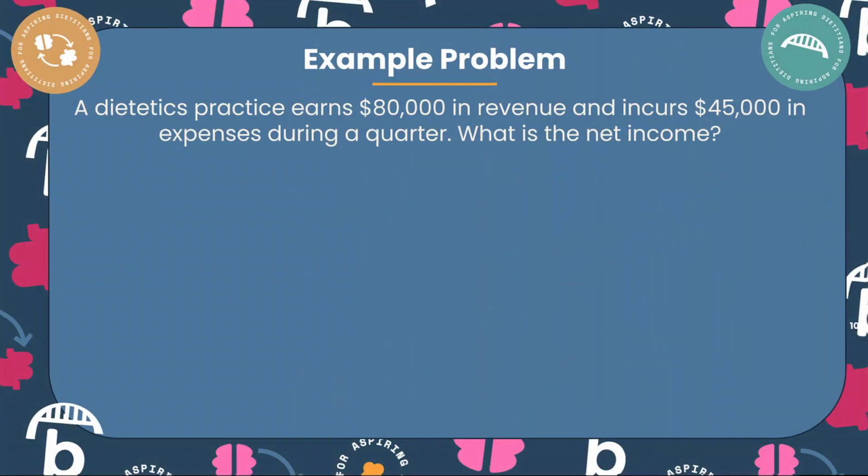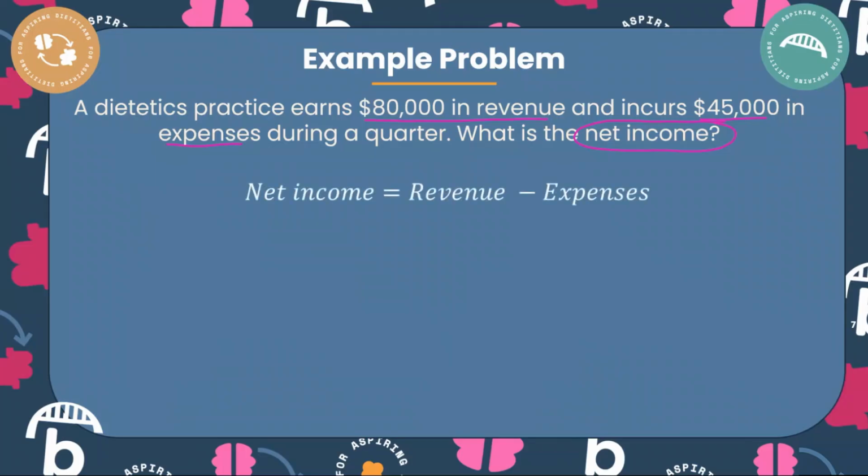Let's do a similar one, but now for income statement. This dietetics practice earns $80,000 in revenue. It's got $45,000 in expenses, and this one is asking for the net income. Well, you'll start to learn that net income is the revenue, this total intake, subtracting the expenses. And we know these things. Our revenue is $80,000 here, and we have $45,000 in expenses. So if we subtract these two things, we find out that we have a net income equal to $35,000.